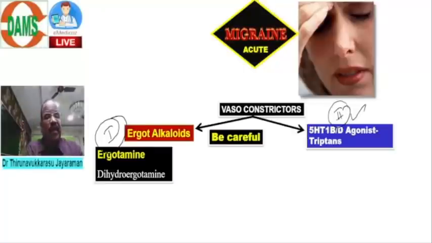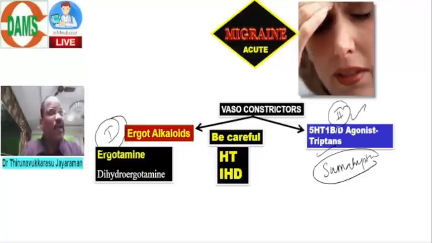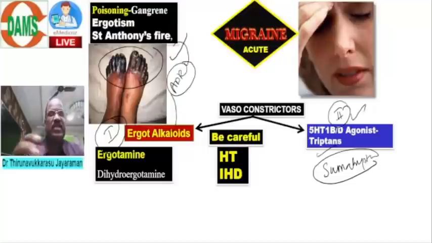And be careful while using vasoconstrictors in patients with hypertension or ischemic disease. Common triptans are sumatriptan, rizatriptan, almotriptan, like that. But the ergots cause severe vasoconstriction, they may cause gangrene of the foot. It is called Saint Anthony's fire. So one of the adverse effects of ergots is Saint Anthony's fire, called peripheral gangrene.